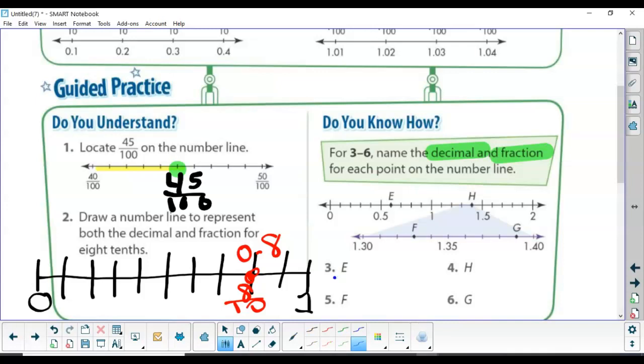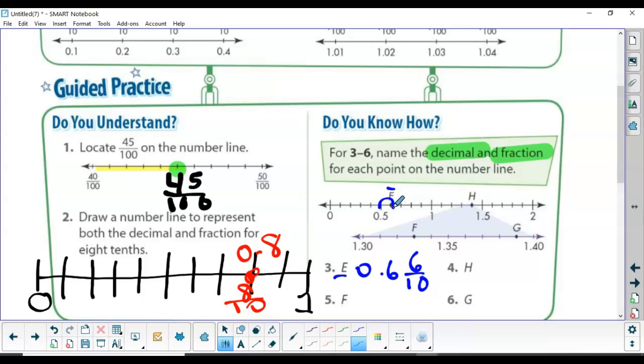Okay, so number 3, E. We find E up here and we say what fraction and decimal is represented by E. Well, it's 6 tenths. And I know that because I looked at 5 tenths and it was right next to it. So I know that was going to be 6 tenths.